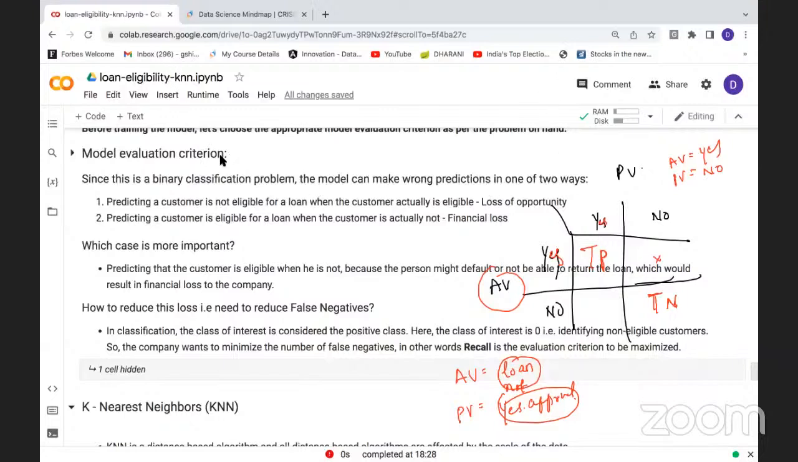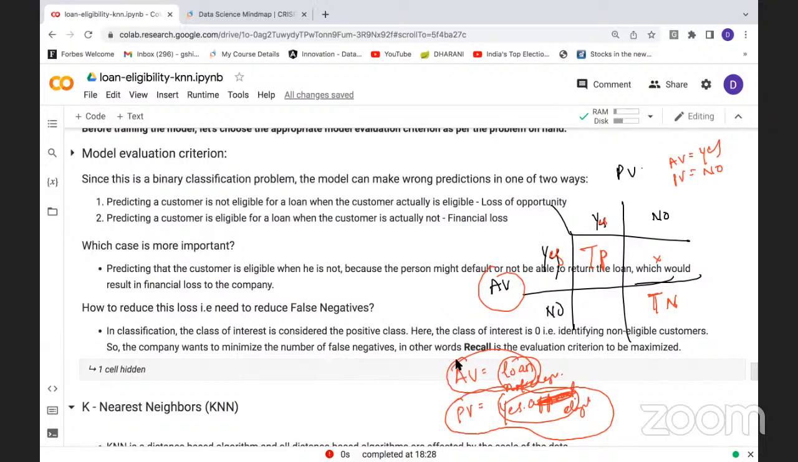Predicting a customer is not eligible for a loan when the customer is actually eligible is a loss of opportunity. Predicting a customer is eligible for a loan when the customer is actually not is a financial loss. So he is eligible, right? He is not eligible. He is eligible. Actually, he is not eligible, but your model is predicting that he is eligible.